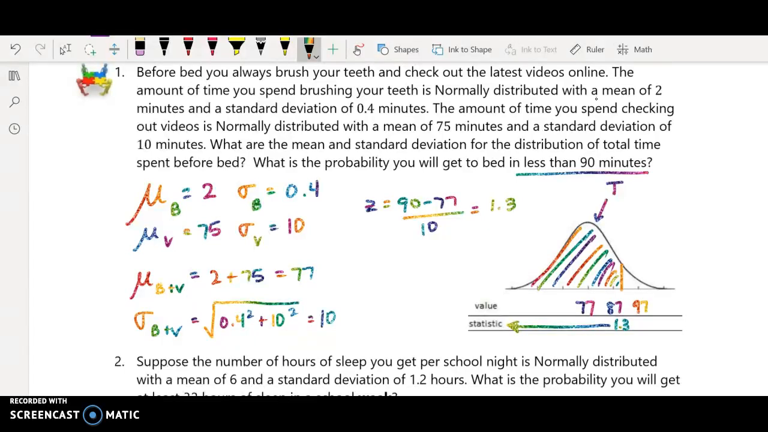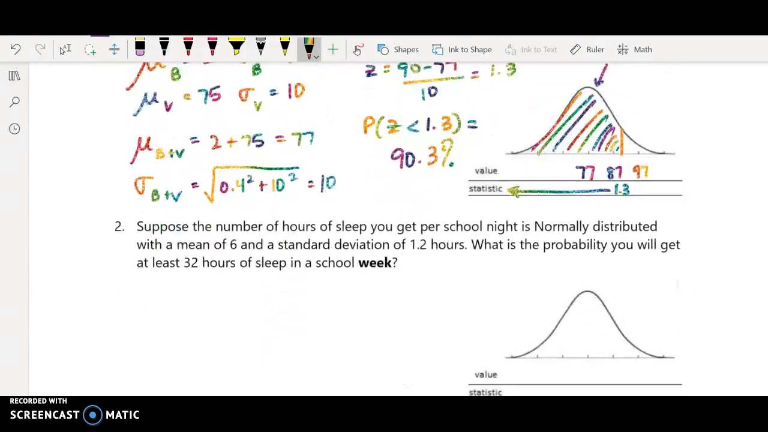If I work that out with a lower bound of negative infinity and an upper bound of 1.3, I get a probability of 90.3%. The probability that z is less than 1.3 is about 90.3%. So nothing too crazy here. We're just applying those rules of combining as well as z-scores to find these new probabilities.